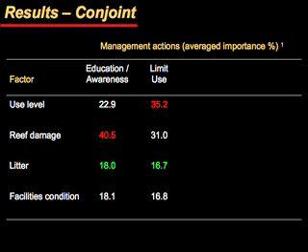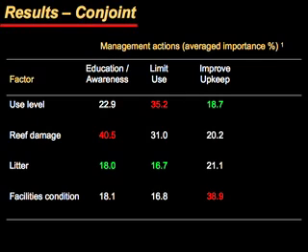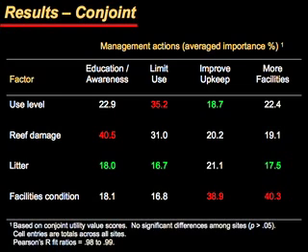For limiting use, not surprisingly, the most important factor was use level, if use level is really high. But again, what's interesting here, and I met with DAR yesterday, they were shocked how high reef damage was for use level as well. So those are the 2 major ones in influencing acceptance of limiting use. Improving upkeep, the most important one was facility condition. Not surprisingly, if the facilities are in bad shape, improving upkeep becomes more acceptable. And more facilities, same kind of thing, facility condition.